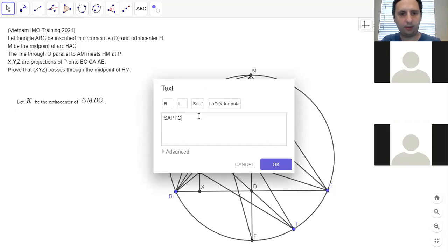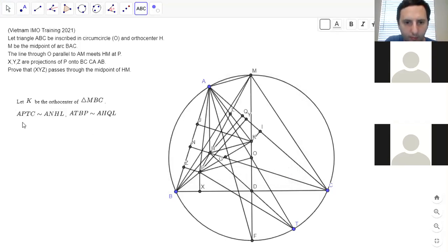Okay, so APTC is similar to ANHL, and ATDP is similar to AHQL. All right, I'm gonna fill in the proof of this later, but let's assume that that's true for now. Because I remember you mentioned it, because ACT is similar to ANH, so let's just assume for now this is true. And then the next step is ATP, is that ABP is similar to, or angle ABP equals angle AYL.